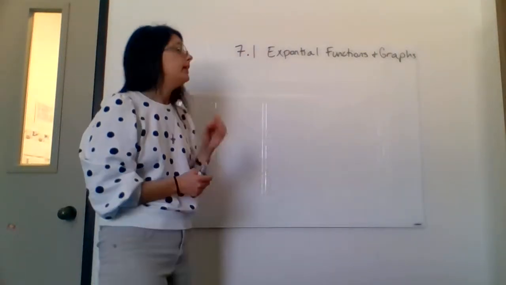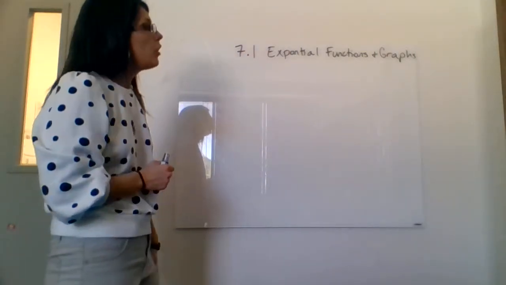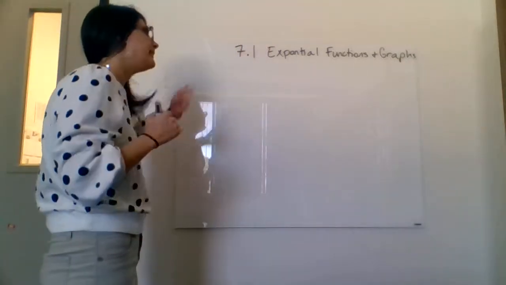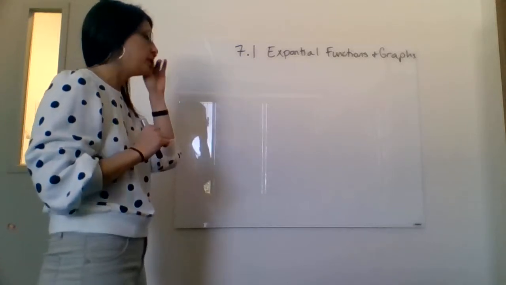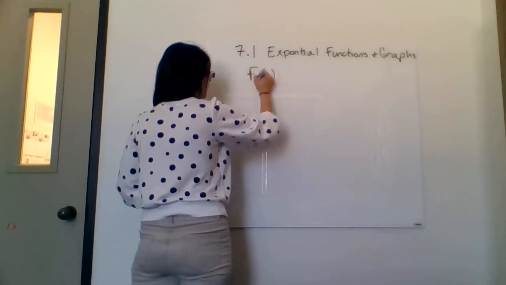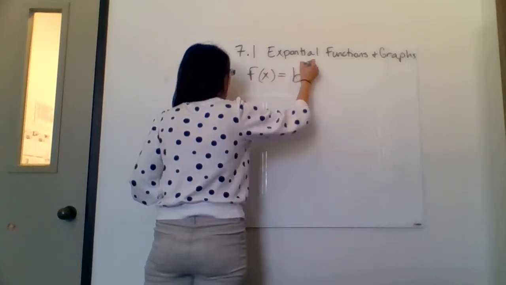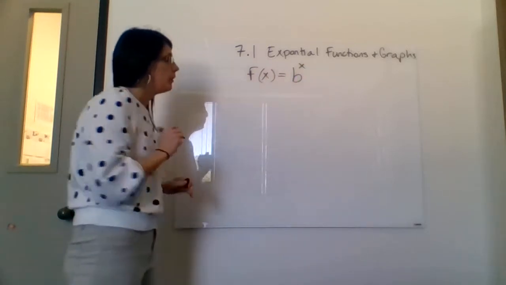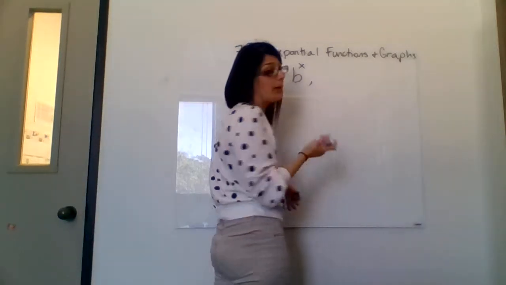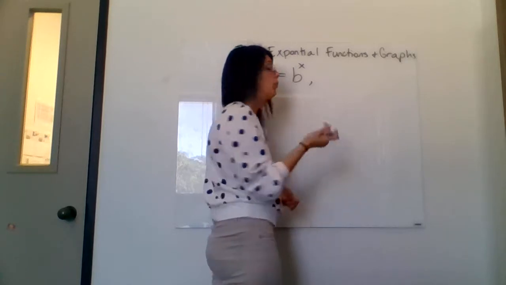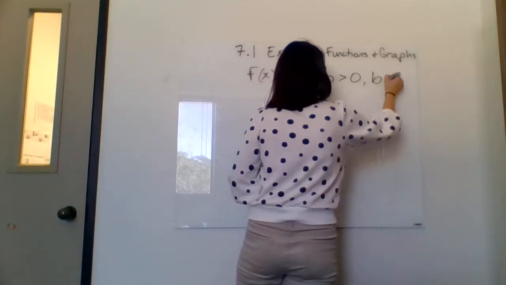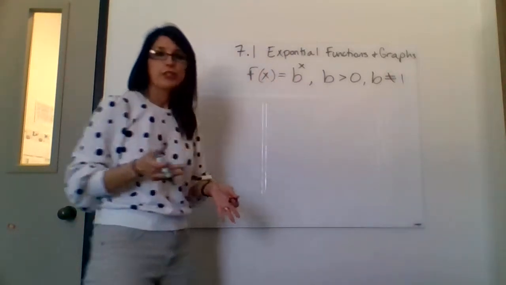So 7.1, we're looking at the exponential function itself. So basics real quick about an exponential function. An exponential function, let's say f of x, using our function notation, equals b to the power of x, where b is a number, a positive number not equal to 1. So I have that b has to be greater than 0 and b cannot be equal to 1. These are the constraints that we have.